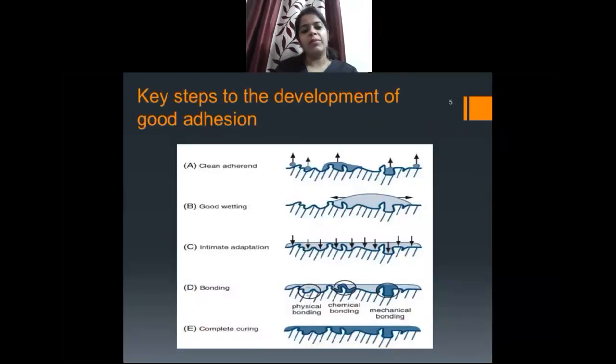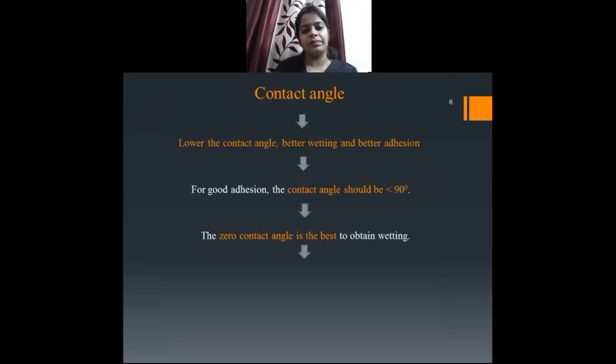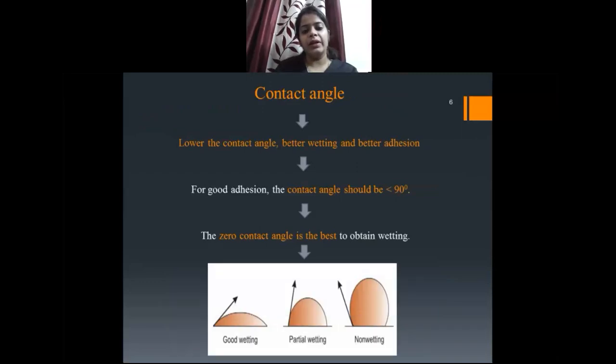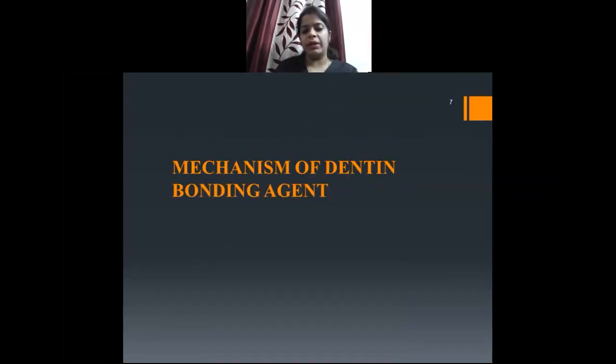Key steps for the development of good adhesion are clean adherent, good wetting, intimate adaptation, bonding, and complete curing. Coming to the contact angle, the zero contact angle is the best to obtain wetting. For a good adhesion, the contact angle should be less than 90°. Lower the contact angle, better the wetting.